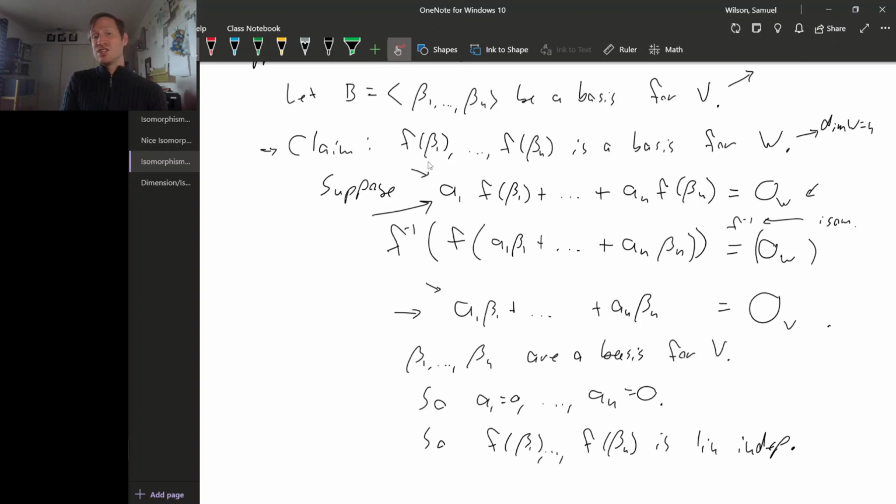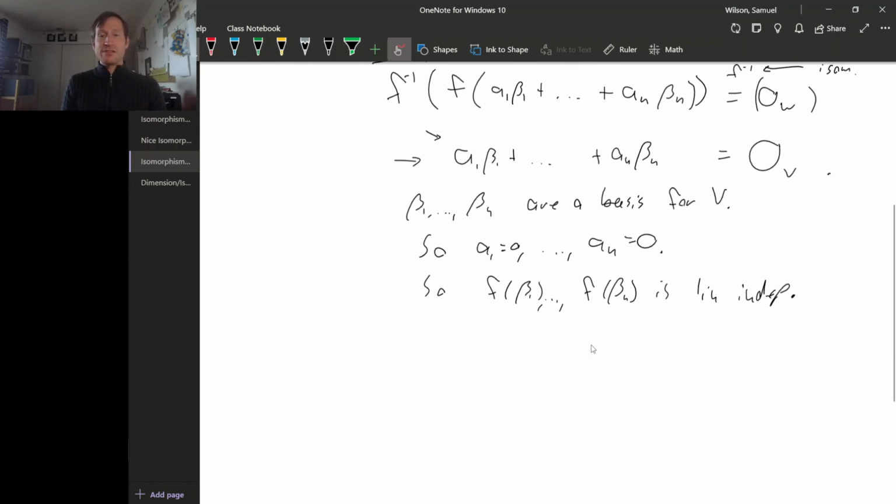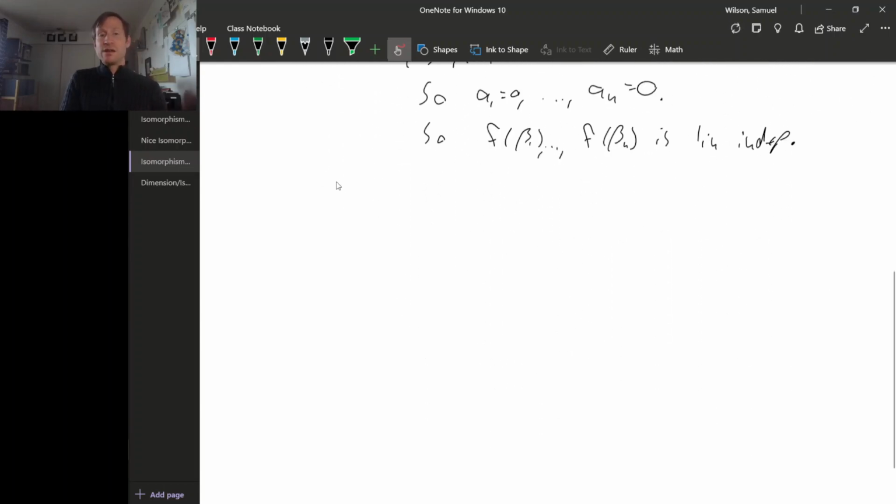Now we just need to show that these vectors f of beta 1 through f of beta n span W. All right, so how do we show that they span? Well, let's take little w in capital W. Our goal here is going to be to write little w as a linear combination of f beta 1 through f beta n.